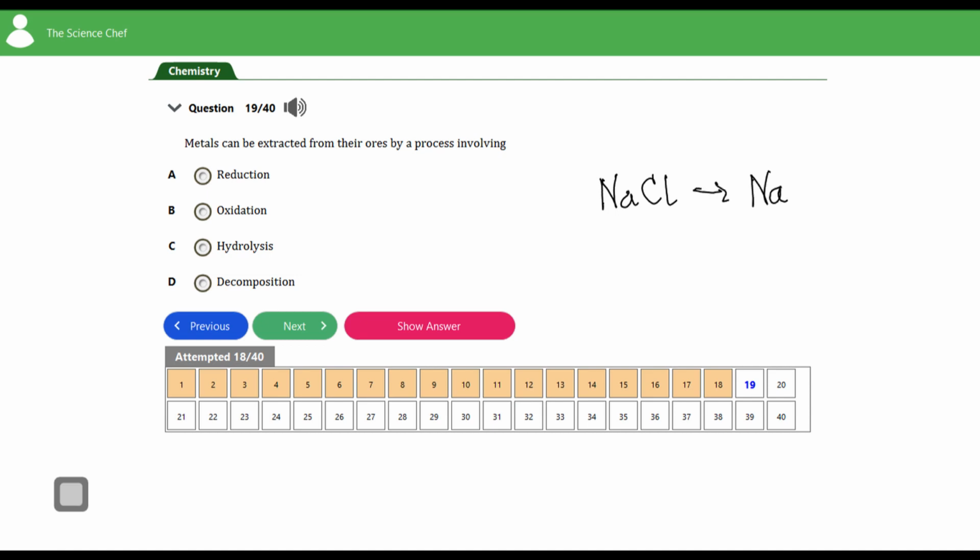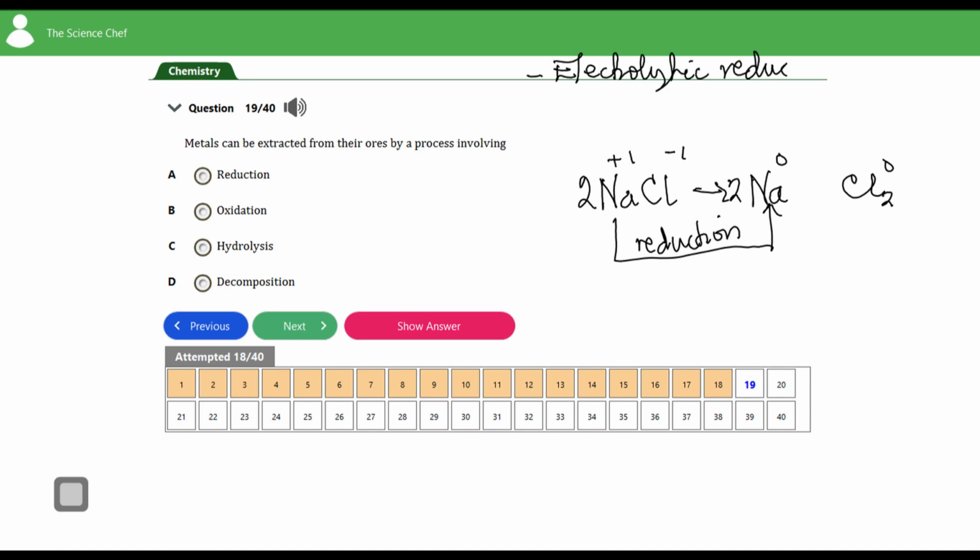So we are trying to change the oxidation state of sodium from +1 to 0, right? This is -1 and this one is 0. So from +1 to 0, that's a reduction. That is a reduction, and that is what extraction of metals is all about, right? Extraction of metals is a process that involves reduction, and there are different methods of extracting metals. We have the electrolytic reduction for the highly reactive metals like potassium, sodium, calcium, magnesium, and aluminium.